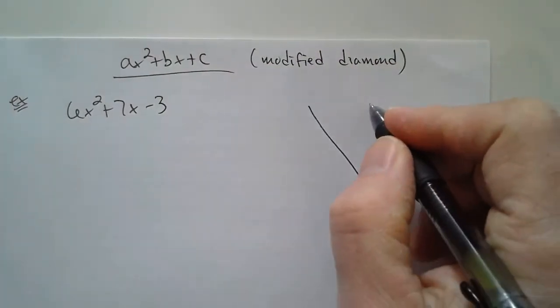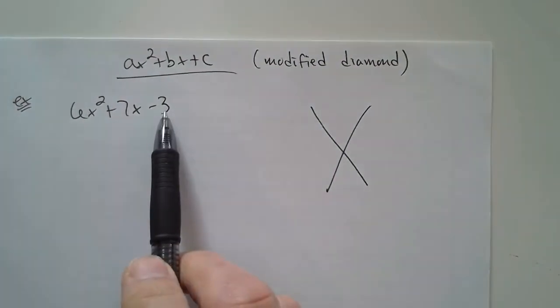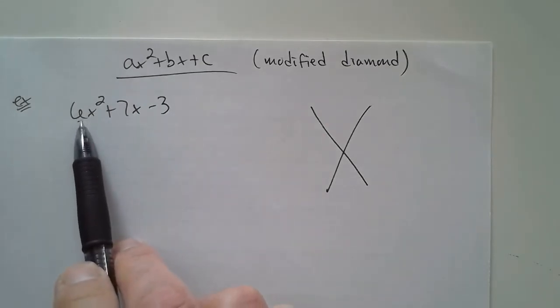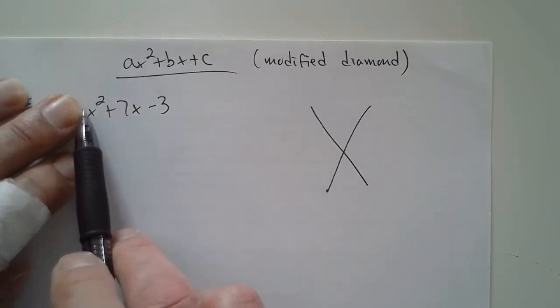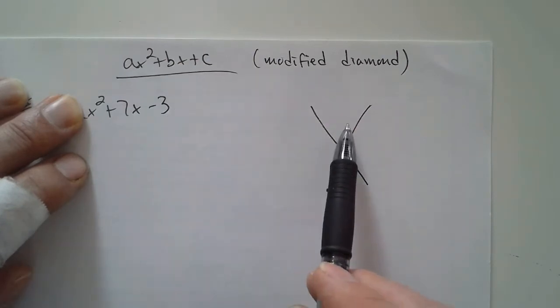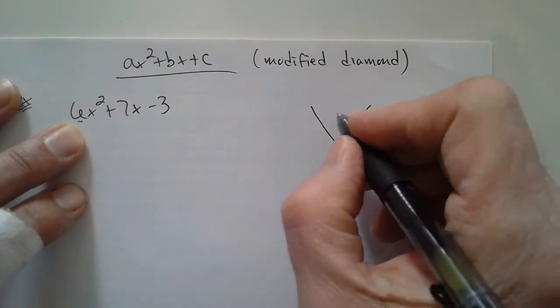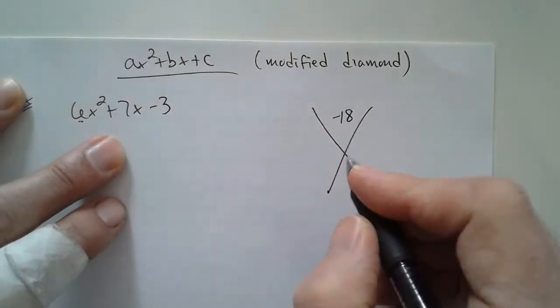So we do a diamond problem, but rather than putting -3 on top, we're going to do 6 times -3 because there's a number out front. Before there was nothing there, so a 1. So even if you had multiplied the 1 times -3, it would still be -3. But since there's a number out front, we're still multiplying them. So I get -18 on top and 7 on the bottom.